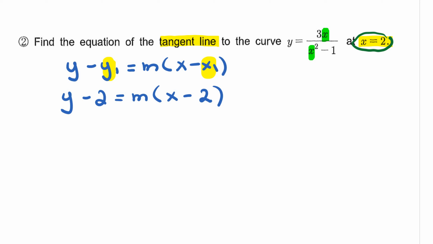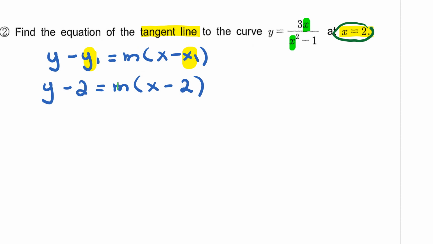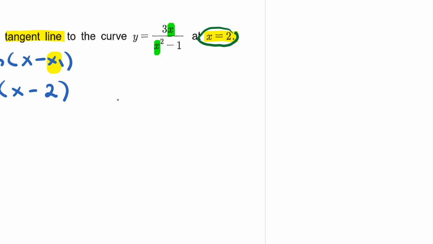And now we need to find the derivative here. Our goal is to find the derivative value when x equals 2. Now we need to apply the quotient rule here. So y prime equals 2. Now the derivative of the top is going to be 3, and then we multiply that by the bottom, which is x squared minus 1.